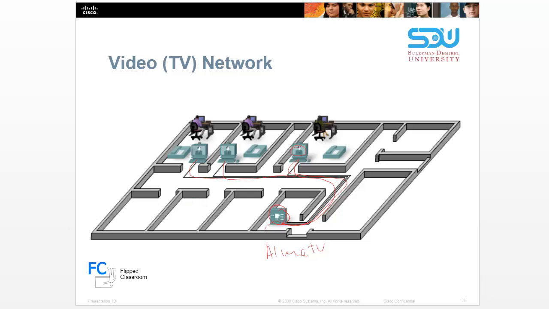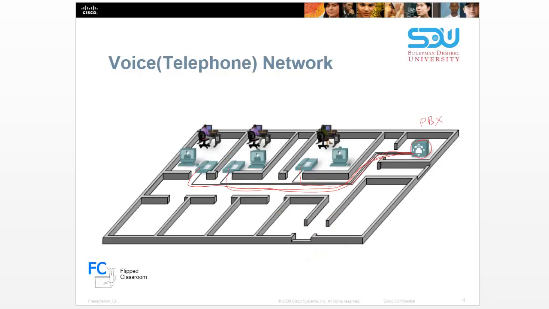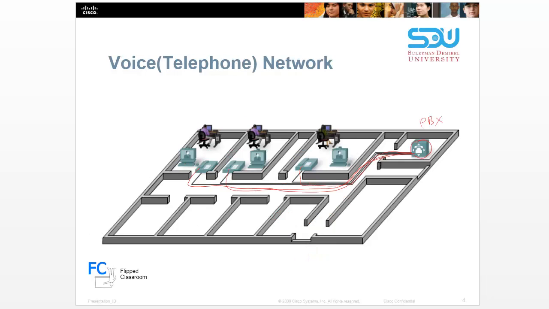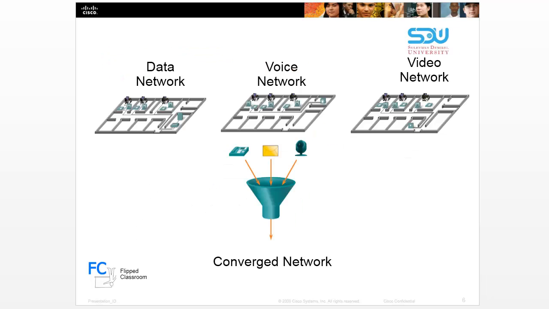Now, imagine that you don't want to use these three types of networks separately, but you want one single network which will satisfy all the requirements of the previous three different types of networks. So we take the data network, voice network, and video network, and we converge them. We place them into one stream, and as a result, we have a convergent network.